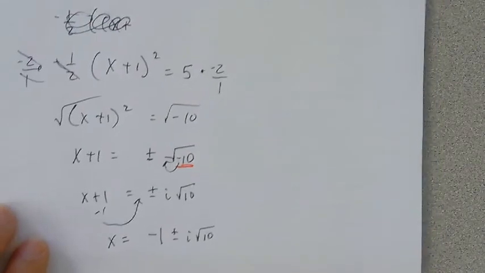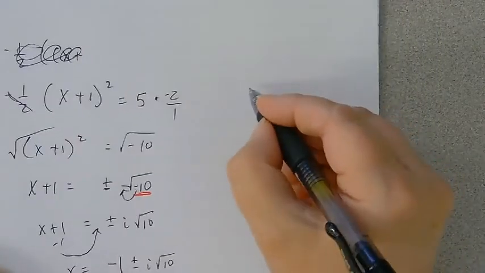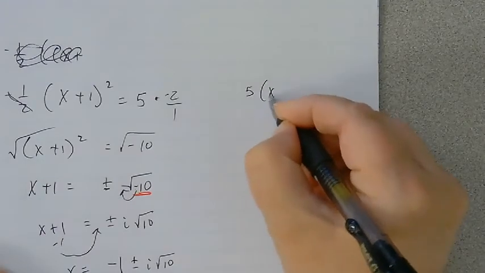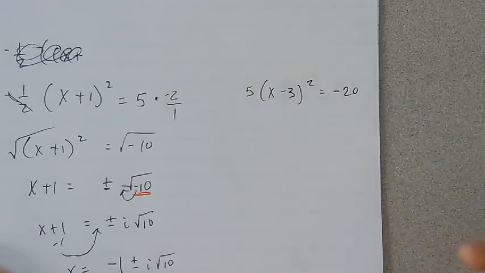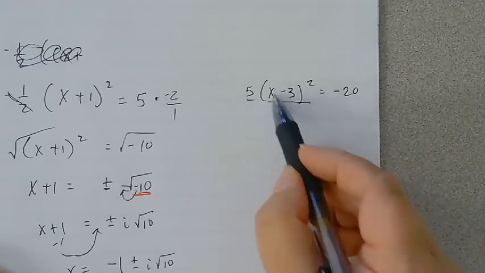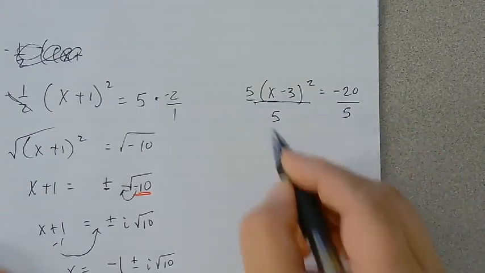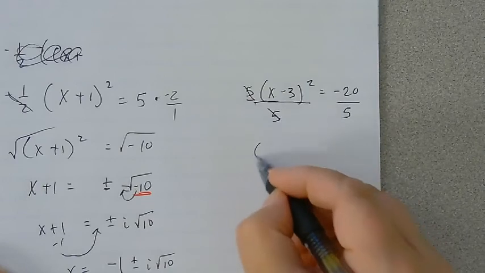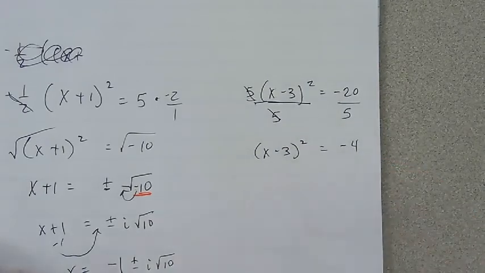Let's do one more example. Let's do this one. 5 parenthesis x minus 3 squared equals negative 20. So I have 5 times this. So the way to get this by itself is to divide everything by 5. So cancel, cancel. x minus 3 squared equals negative 4.